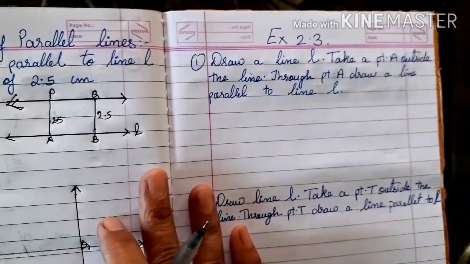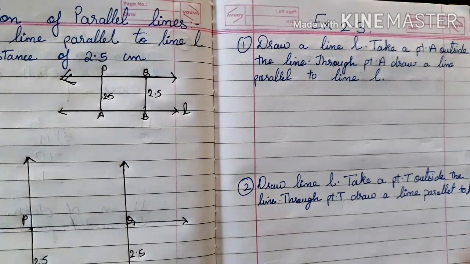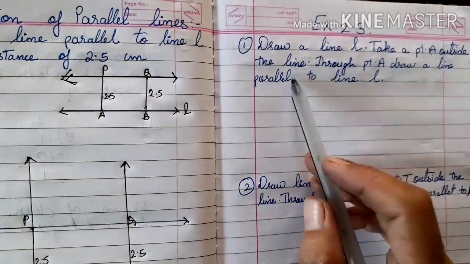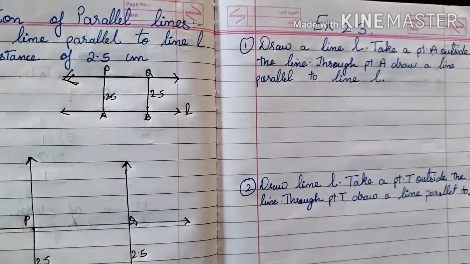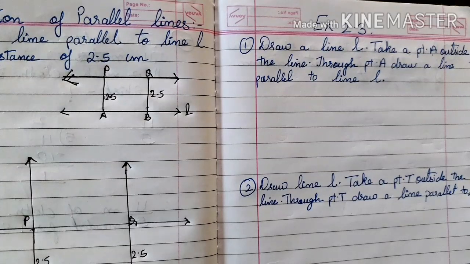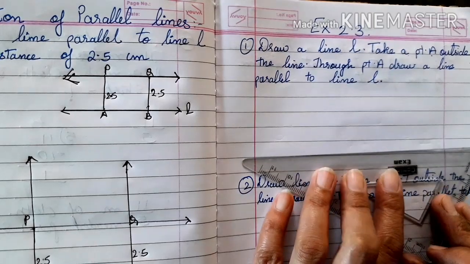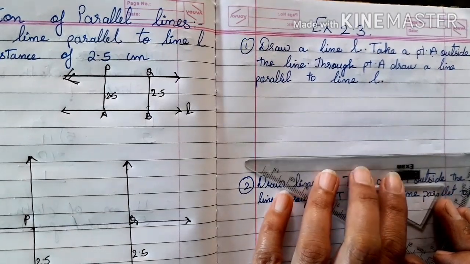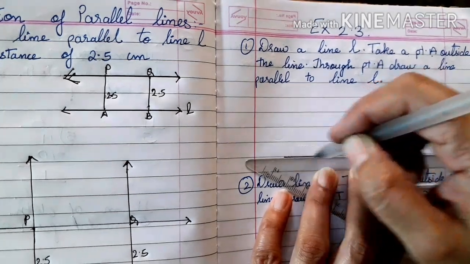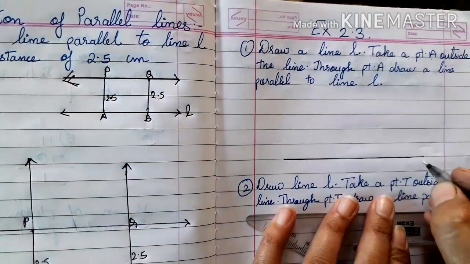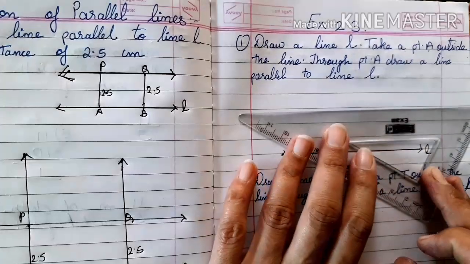Now, moving towards the second question from the exercise 2.3. Draw a line L. Take a point A outside the line. Through point A, draw a line parallel to line L. Now, we have to draw only two parallel lines, and we have to show one point over here. So no rough diagram is needed over here. We can directly draw the fair figure. Take any measurement of line L. Okay, so you can mark this as line L. Then take another line.